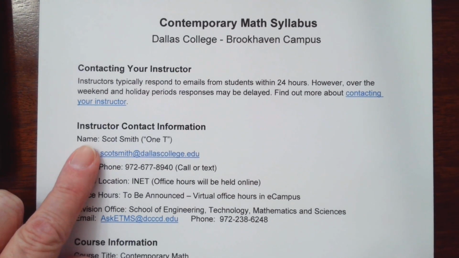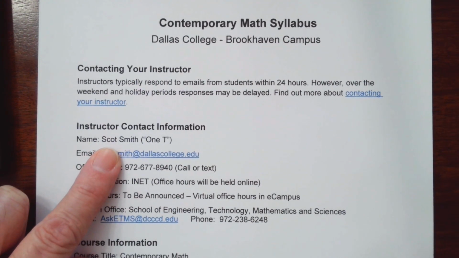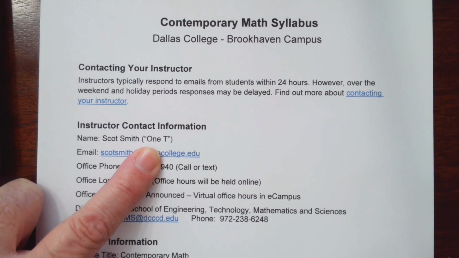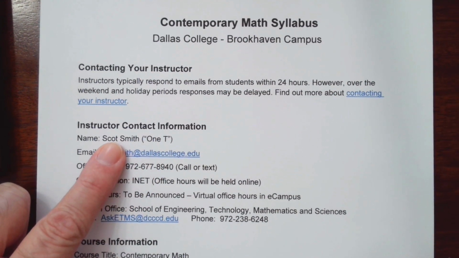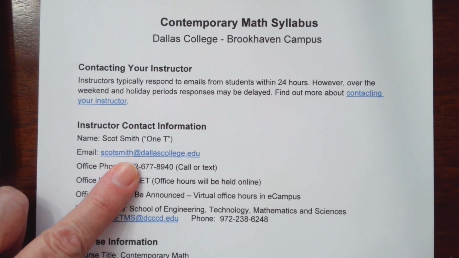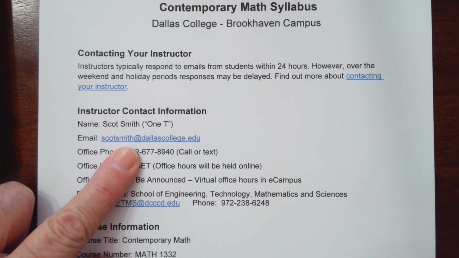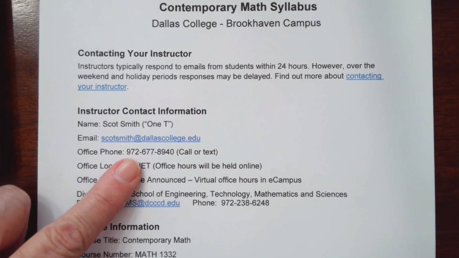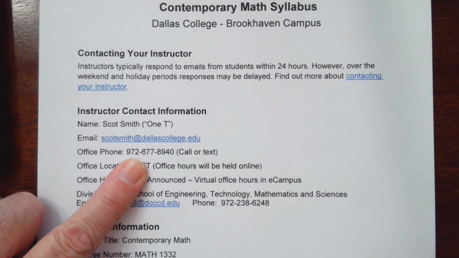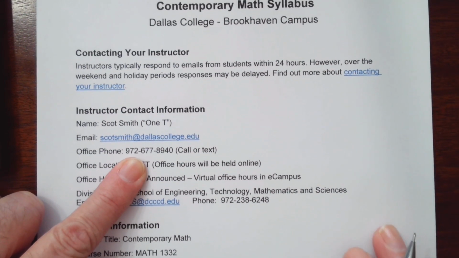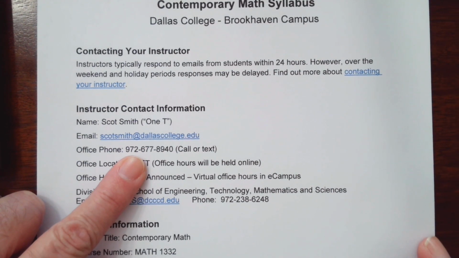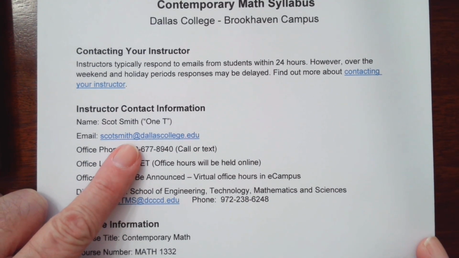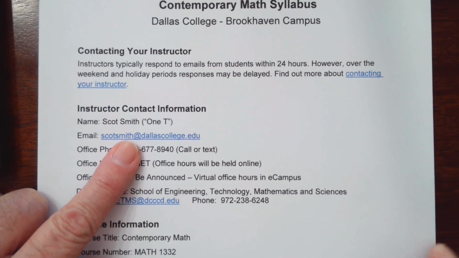So this is my name, Scott Smith, and you can see my nickname is 1T. That's because my first name only has 1T. This is my email address where you can reach me. This is my phone number. Now this is actually a phone number that goes directly to my cell phone, so you can reach me there if you want to have a conversation. If you just want to get a hold of me in written form, then the email is probably the best way.